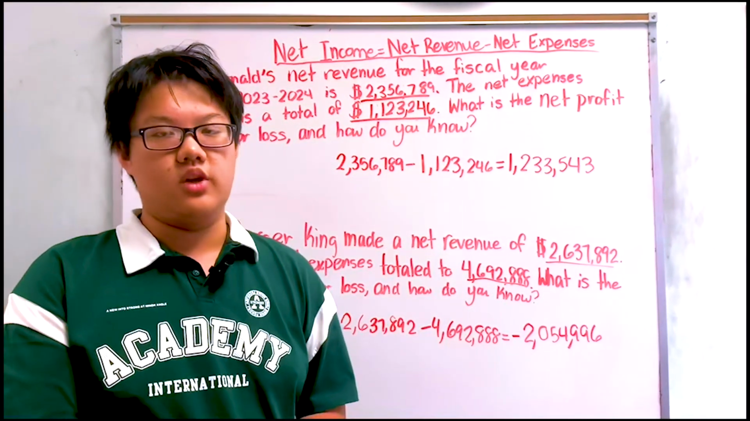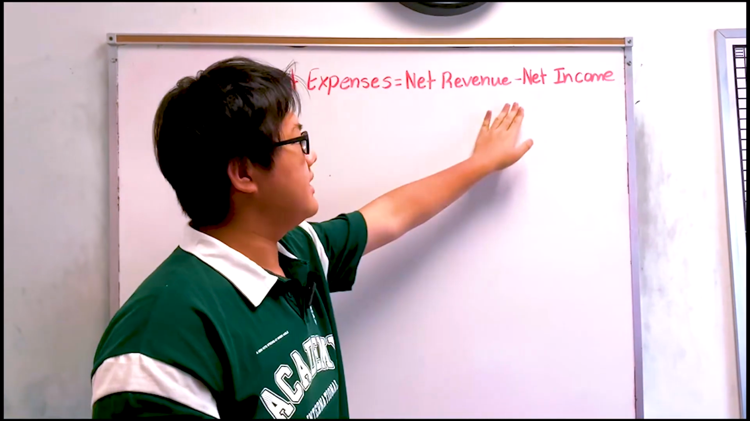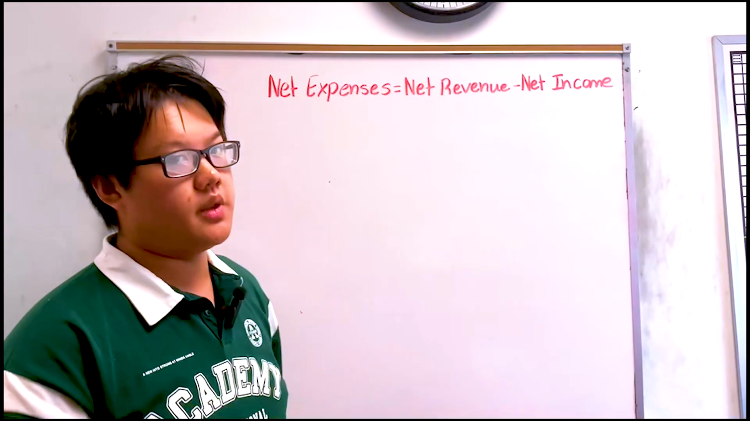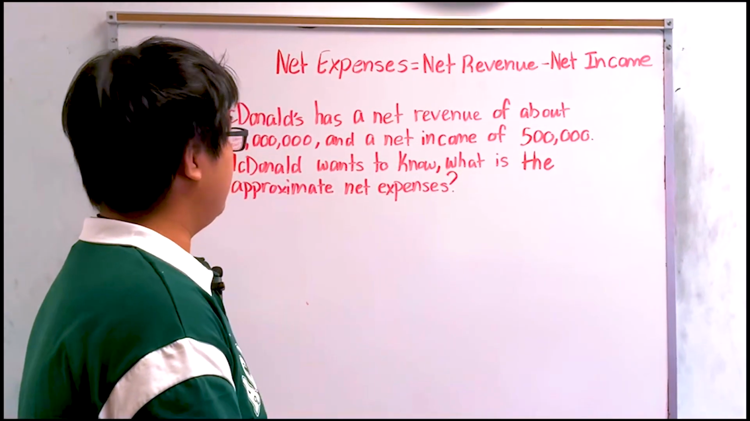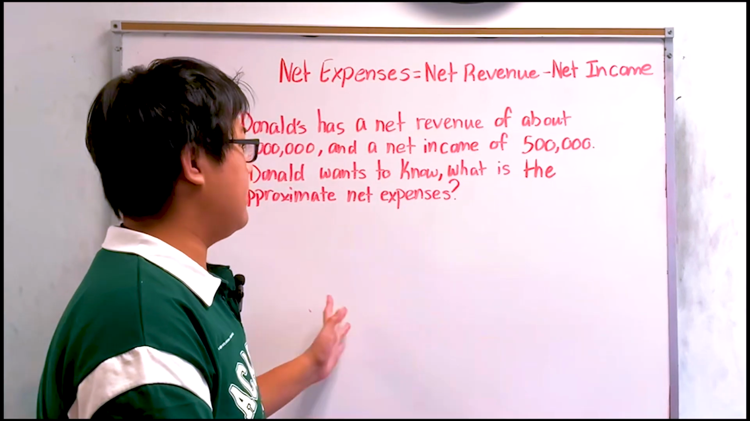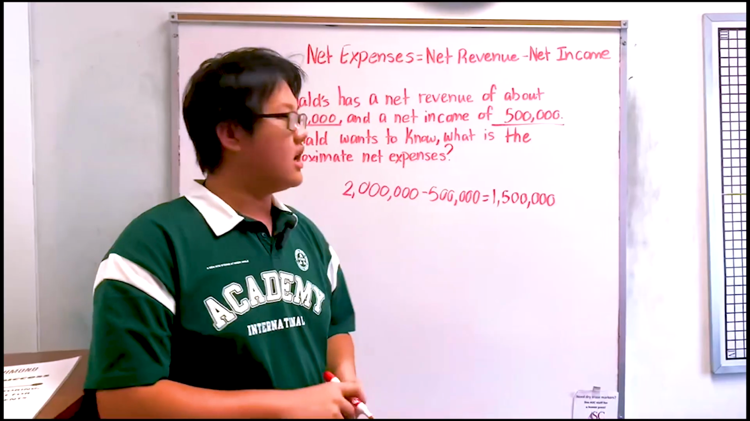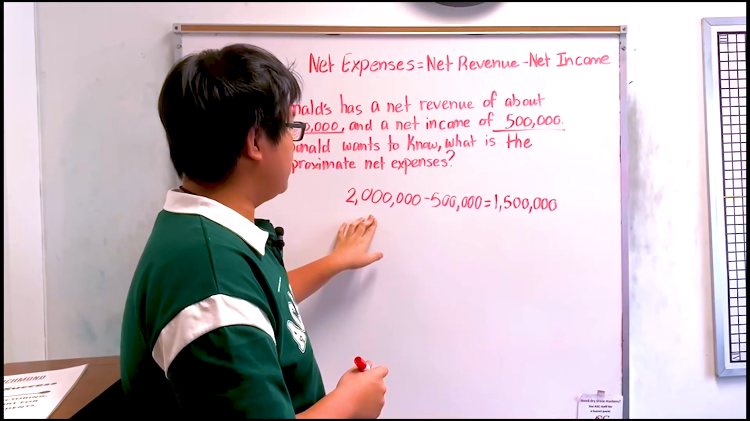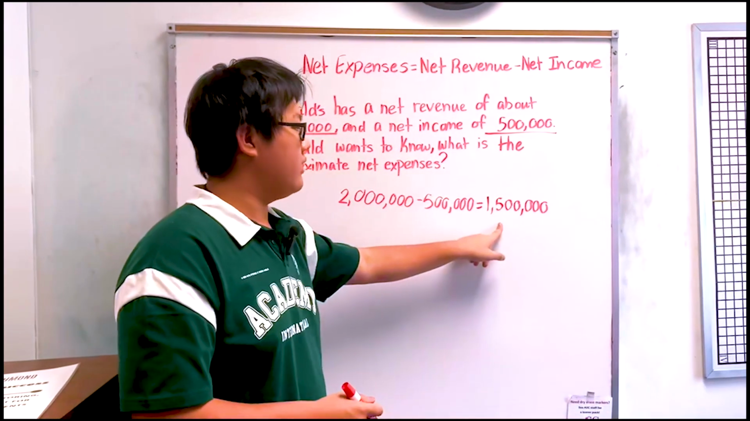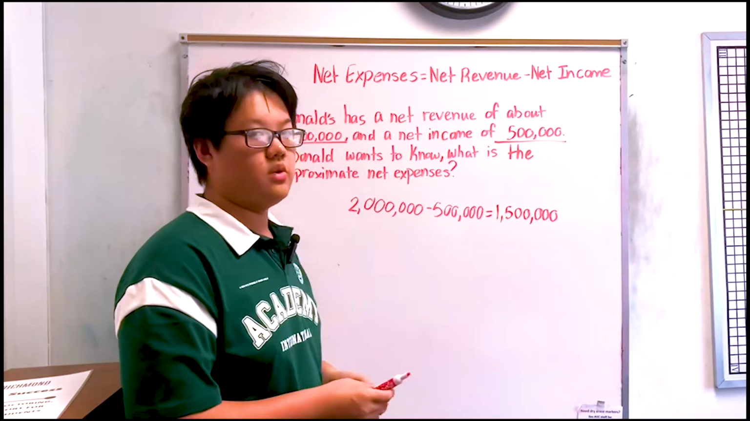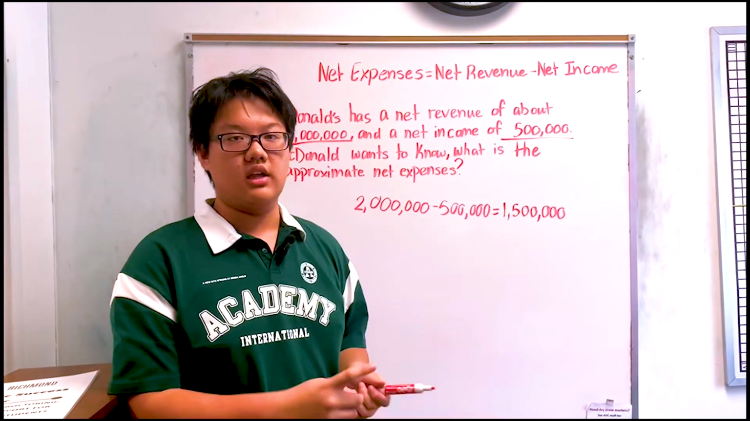Now let's look at our next equation. Net expenses equals net revenue minus net income. In what situation will we use this equation? It says McDonald's has a net revenue of about $2 million and a net income of about $500,000. McDonald's wants to know what the approximate net expenses are. We'll plug in our net revenue of $2 million and our net income of $500,000 to receive our net expenses of $1.5 million. The reason we use this equation is if the specific restaurant knows how much they make and how much income they get yearly.